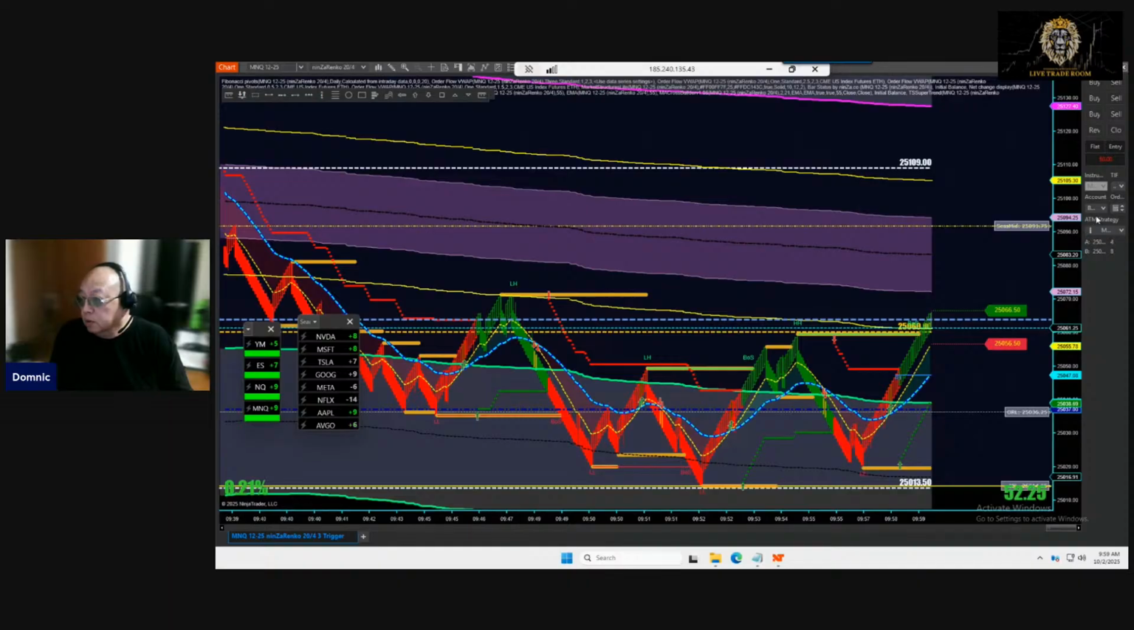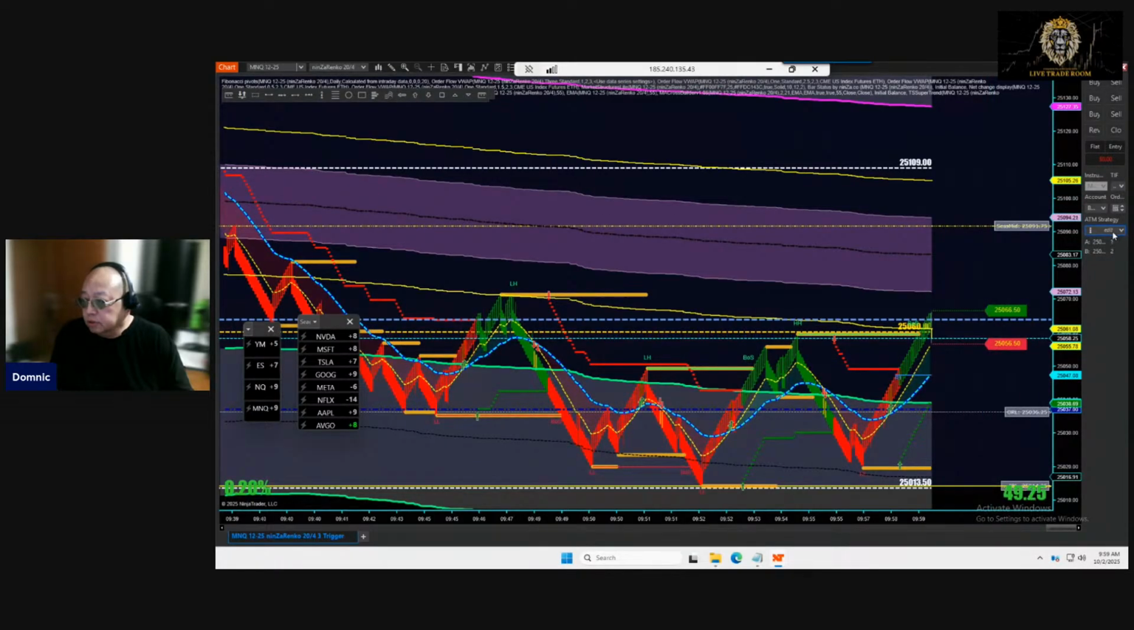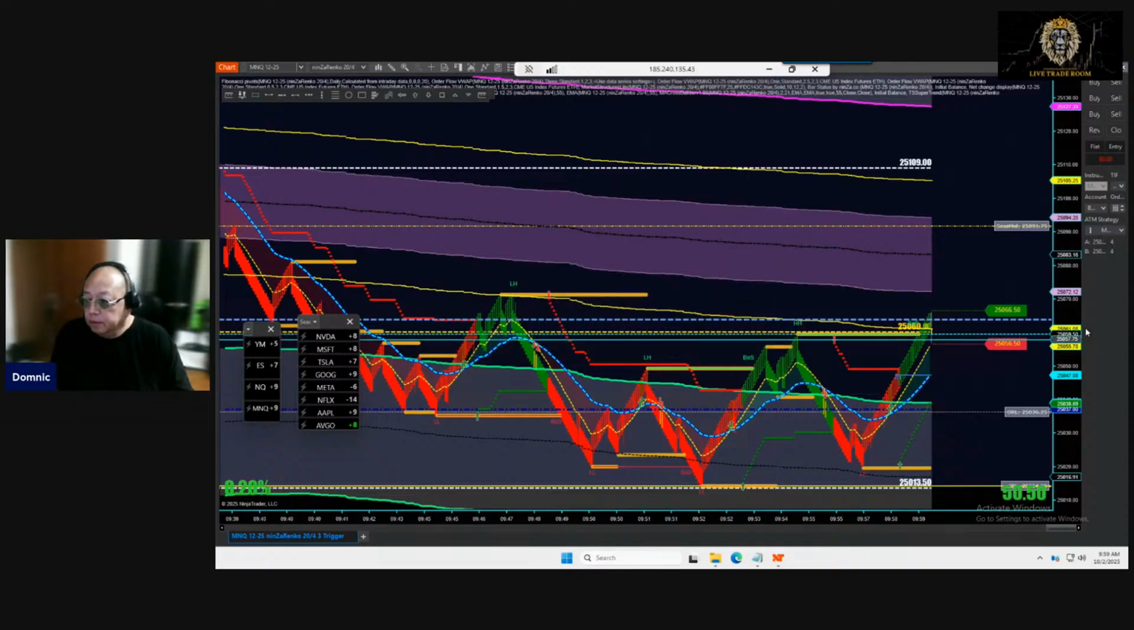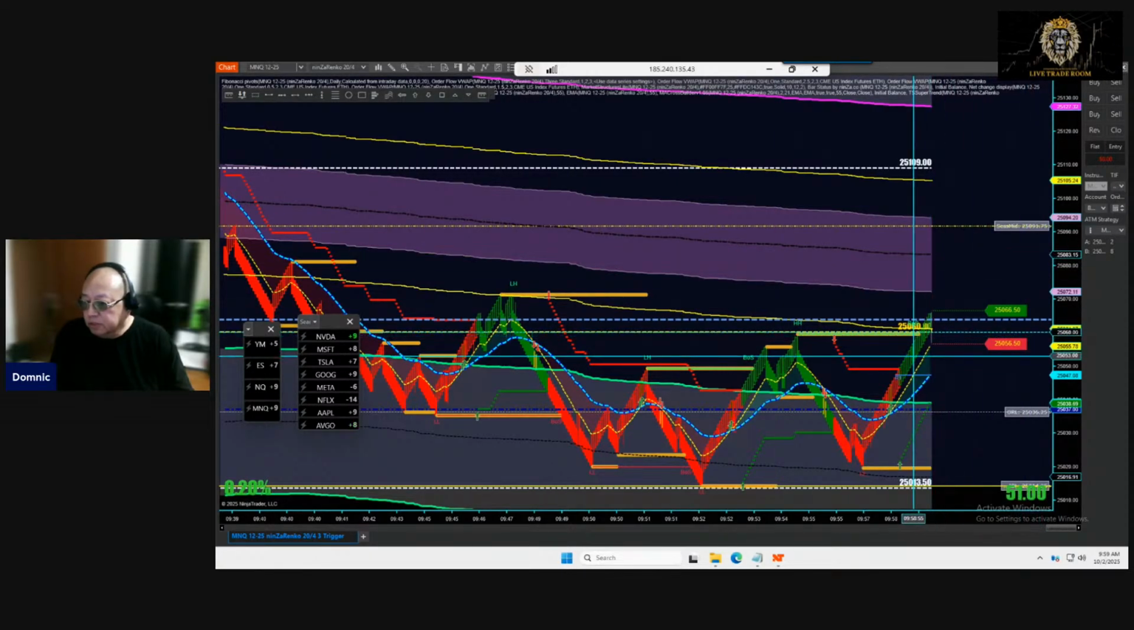So I want to make sure that I have this right. Yeah, okay. So most likely it's going to test the VWAP here. We'll probably try to bounce off here.